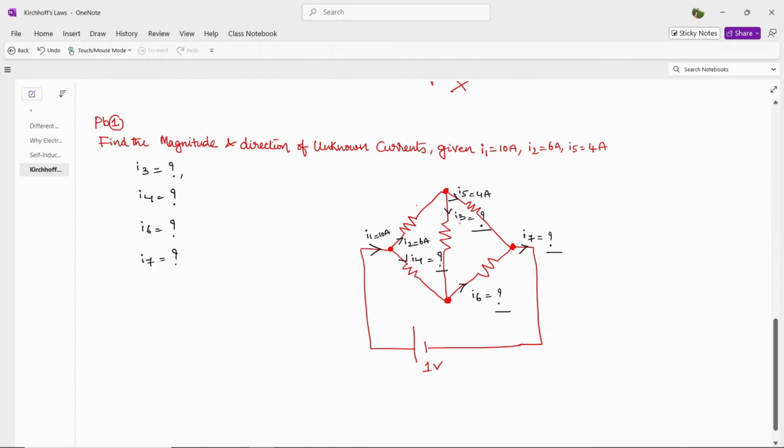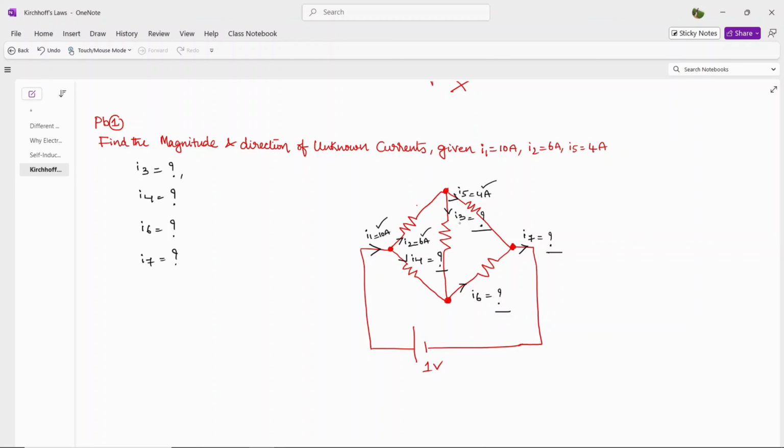Today we are going to find the solution for this problem. Find the magnitude and direction of the unknown currents, given I1 current is given to us, as well as I2 current, and I5 current is also given to us. We need to find out the unknown currents I3, I4, as well as I6 and I7.